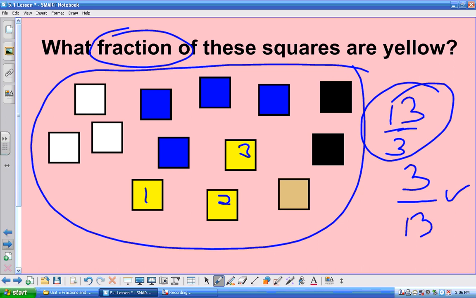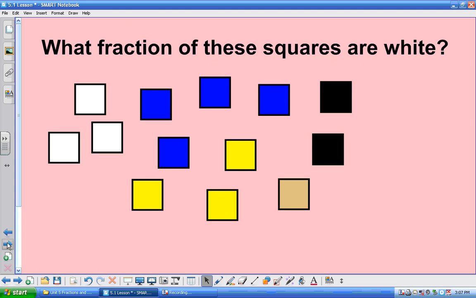What's the French word for 13? Does anybody know? Treize. Good, so we're good. Alright, so next, moving on to our next question.